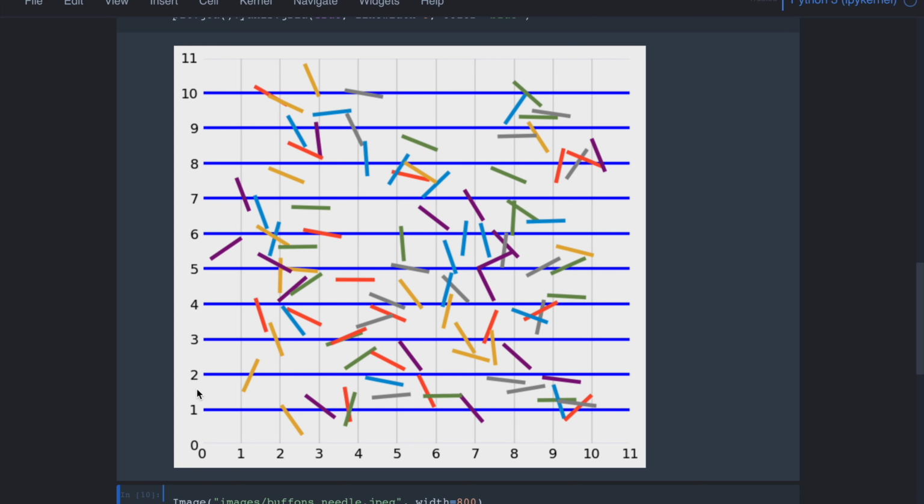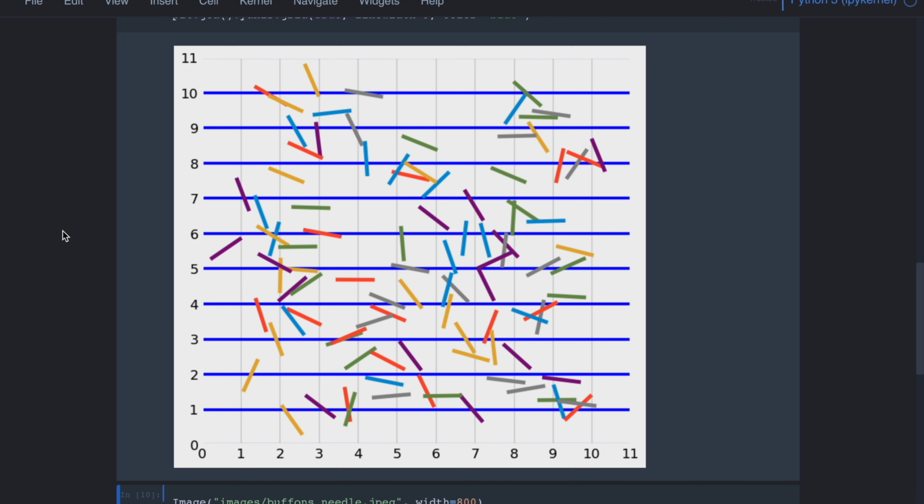Now, let's say they are separated by one unit distance. So the distance between these two horizontal lines is 1 unit, and those are all equispaced. Now, we have the needles of length again 1 unit or 1 meter, the same as the distance between these two horizontal lines.